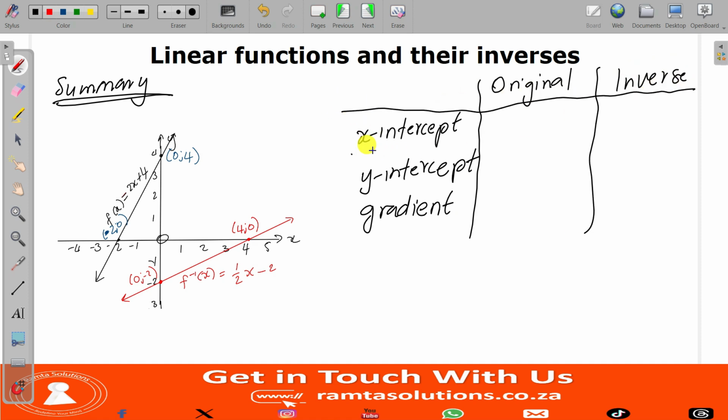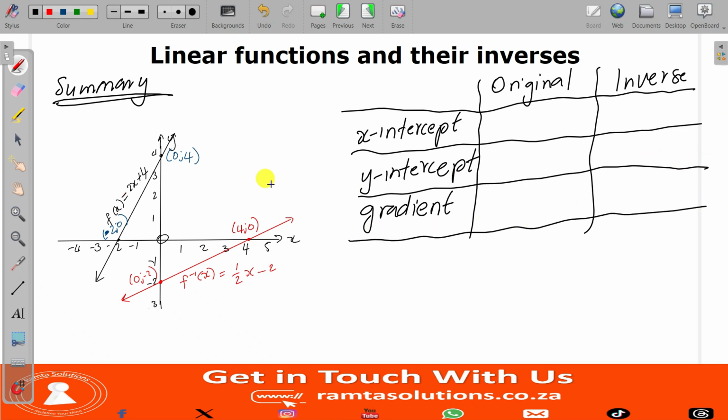So for the original, what was the x-intercept? Look at it. It was -2 and 0. And what was the x-intercept for the inverse? It was +4 and 0. The y-intercept for the original was 0 and 4, and for the inverse, it was 0 and -2. The gradient is 2, and for the inverse, it is half. Do you guys see this?